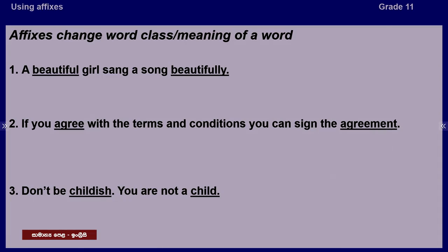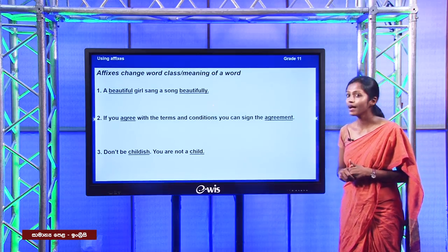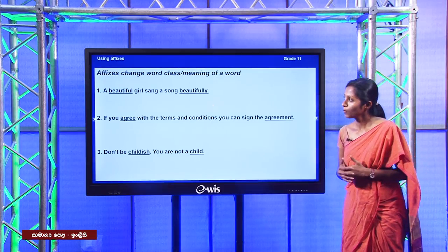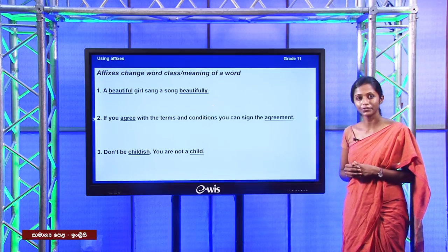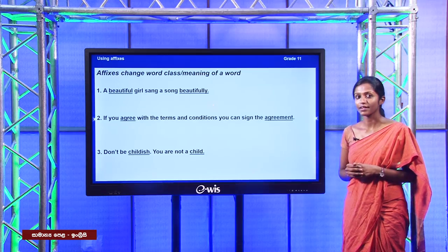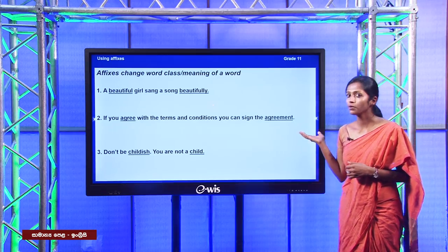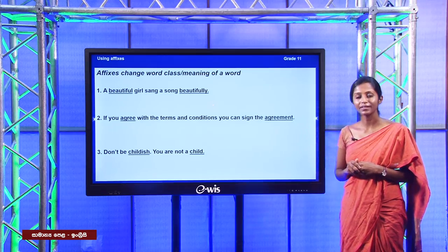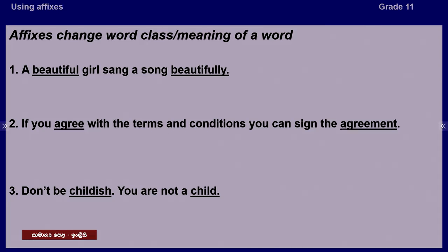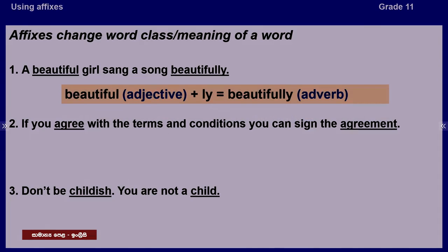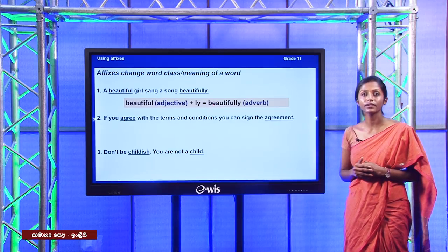To make it easier for you, I have underlined the words which include affixes. Beautiful and beautifully. What is the word class that the word beautiful belongs to? Yes, beautiful is an adjective. What about beautifully? I'm sure you remember that it is an adverb. Let's check. Of course, beautiful is an adjective and when you add ly, which is a suffix, it becomes beautifully, and beautifully is an adverb. So you can clearly see that adding this suffix has changed the word class of the word.